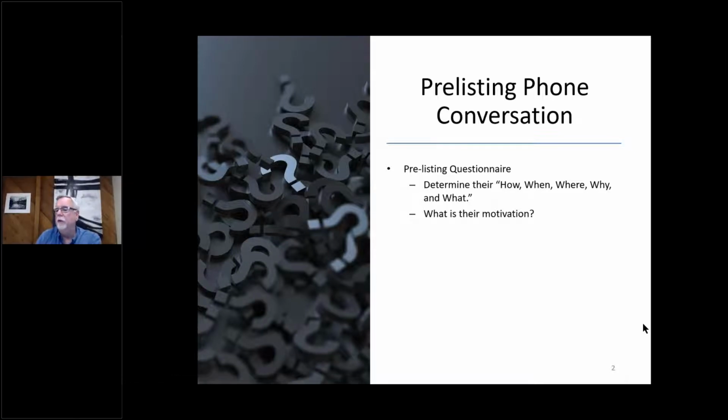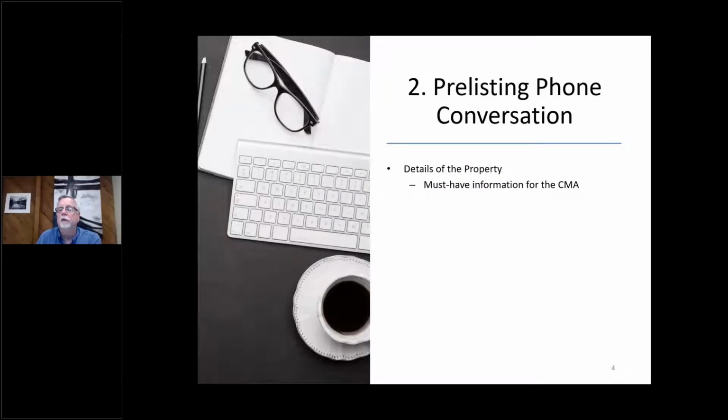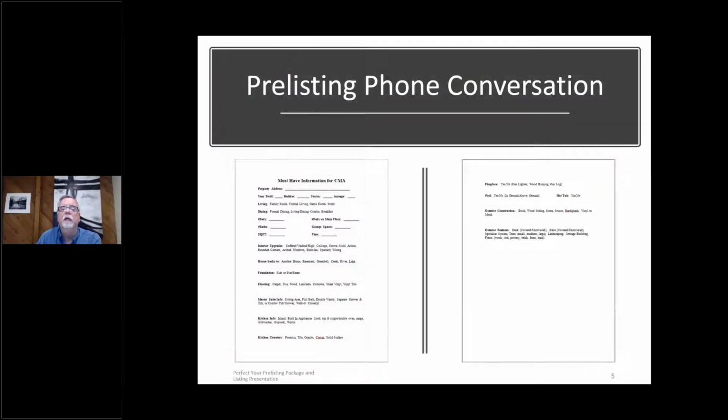So I've given you a copy of a lead sheet, which gives you some of the questions, but I have to admit, I don't actually use the lead sheet because I kind of know what questions I'm going to ask. But you're going to want to ask them some questions. And this is another sample of a sheet that was done by somebody else: why are you moving? What is your optimal time frame? And other questions about the property and must-have information.